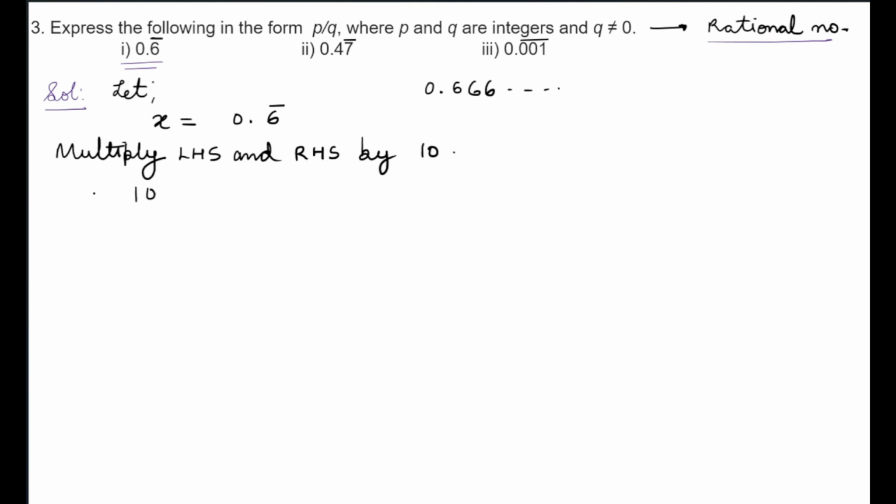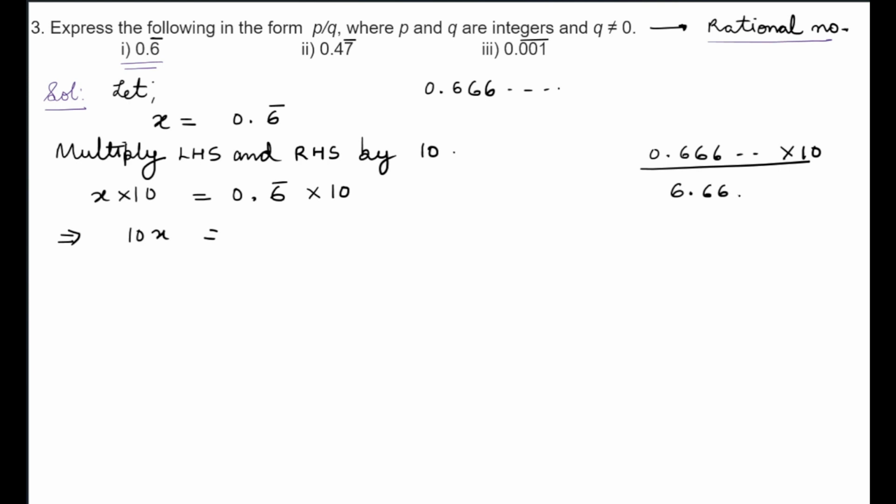We are going to multiply x with 10 and 0.6 bar also with 10. So on multiplying you get 10x, and from here see it is how much? It is 0.666 dash dash is multiplied with 10. So what will actually happen here is the point would shift and you get 6.66 and so on. So we are going to write it as 6.6 and a bar over it, right? Because it is not terminating, right? So it is 6.6 bar.